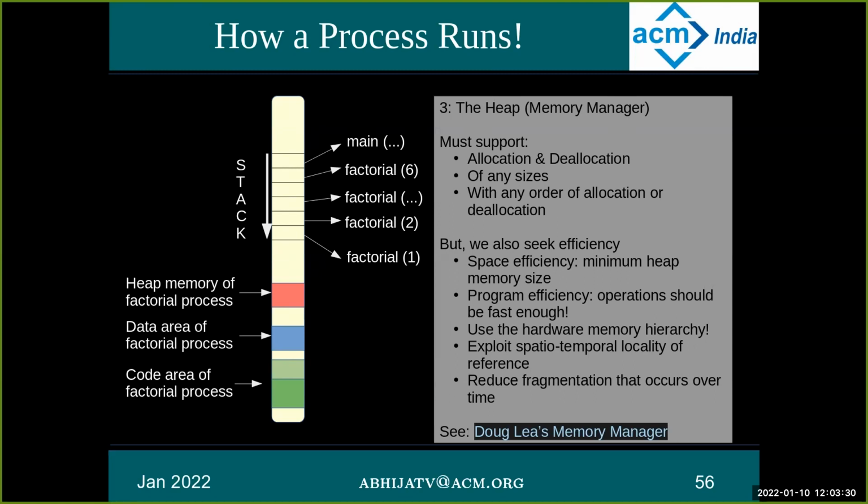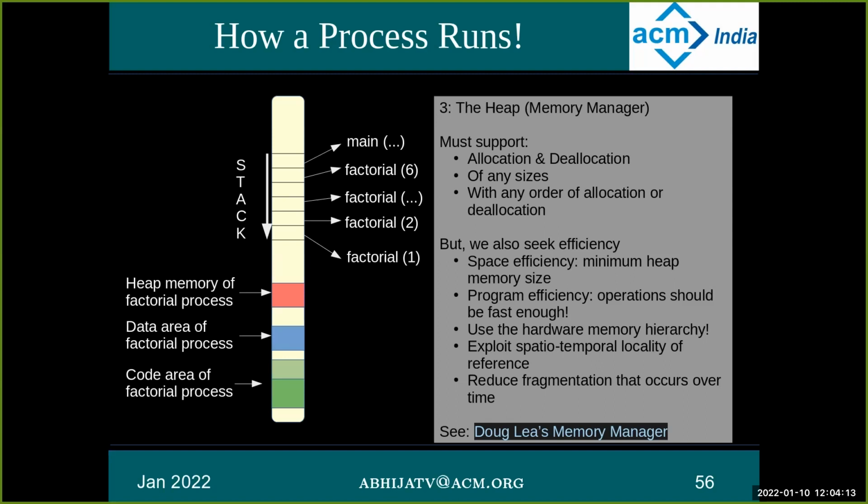What is more, the order of allocation and deallocation can be anything. It need not be that the deallocation order should be exactly the inverse of the allocation order or something like that. No such rule is required. While these are the basic desirables, we also seek efficiency. Despite all of these possibly conflicting and hard requirements, we want efficiency. We want minimum heap size. We want operations to be fast enough.